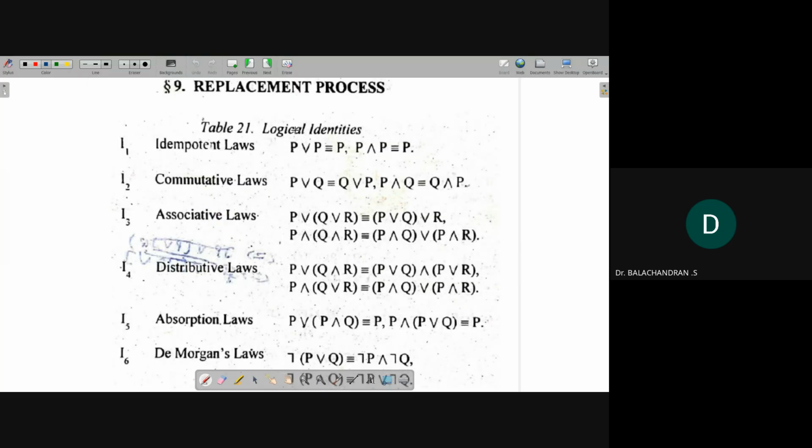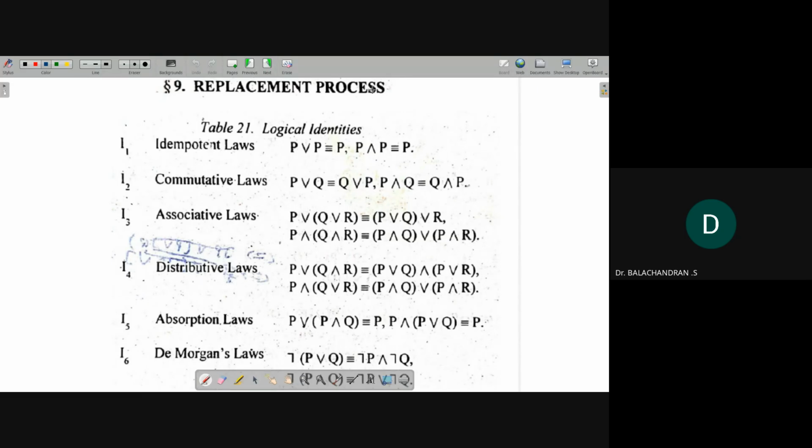Okay, so now before coming to the next class, you need to know these laws. So I'll show them in the next 5 minutes. You need to remember, in the sense that you need to solve more problems using these identities, and then only you can easily remember. Just remembering is a little bit difficult, I know that. So okay, the next heading is the replacement process.